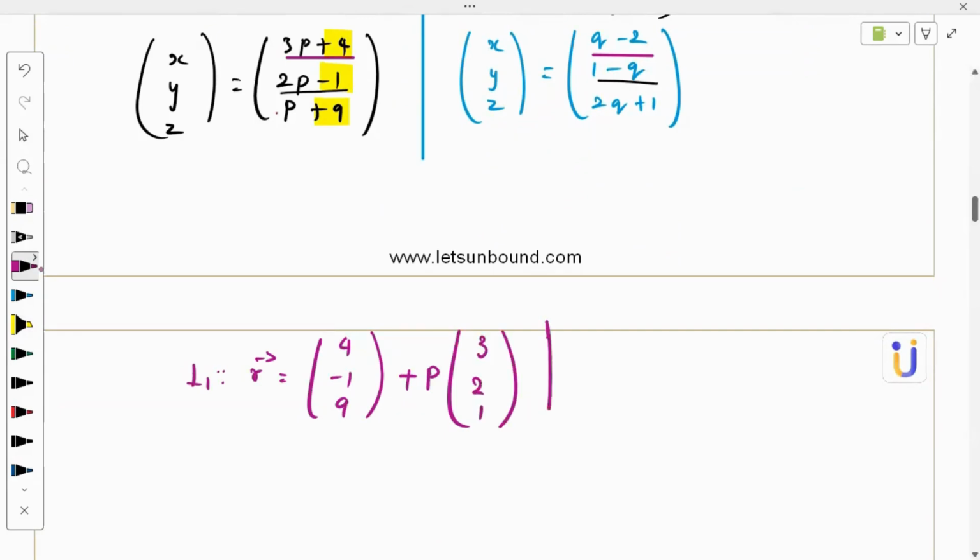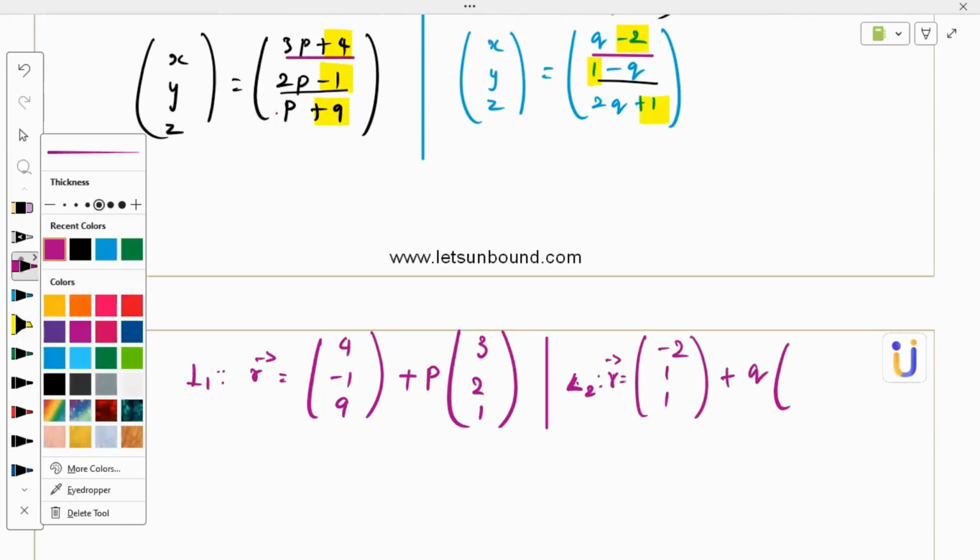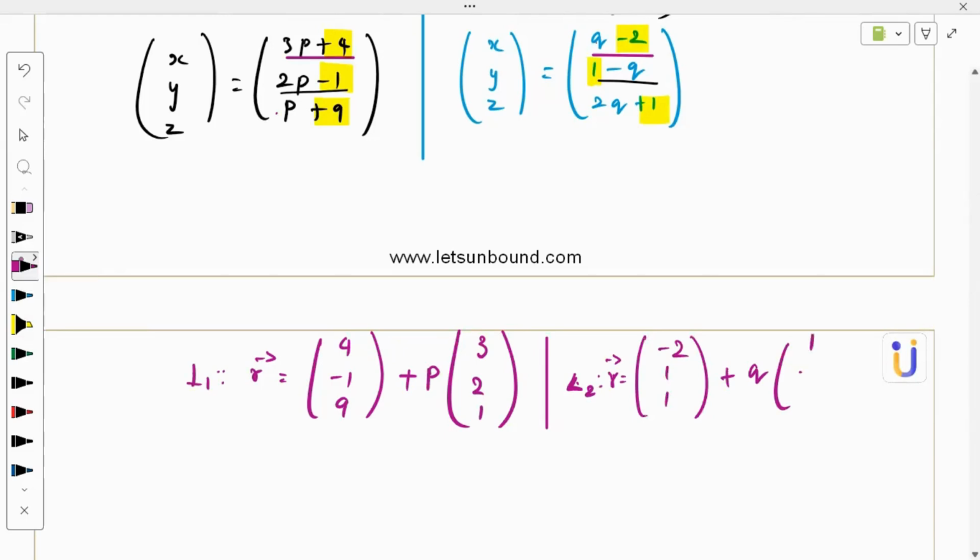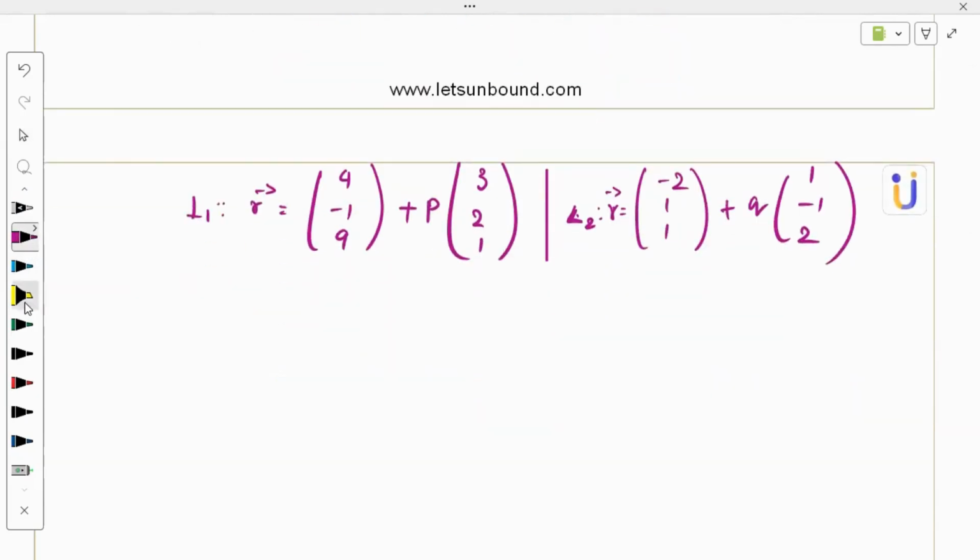Similarly, we should do the same for L2 also. Here you should be careful. The fixed point is going to be minus 2, positive 1, positive 1. So L2: R vector equals minus 2, 1, 1 plus Q times the coefficients of Q. First is 1, second is minus 1, third coefficient is 2. So 1, minus 1, 2. This is important. In the angle formula, we're going to use this direction vector, not the fixed point. That's why this is important. Hope it is clear. Let's move.